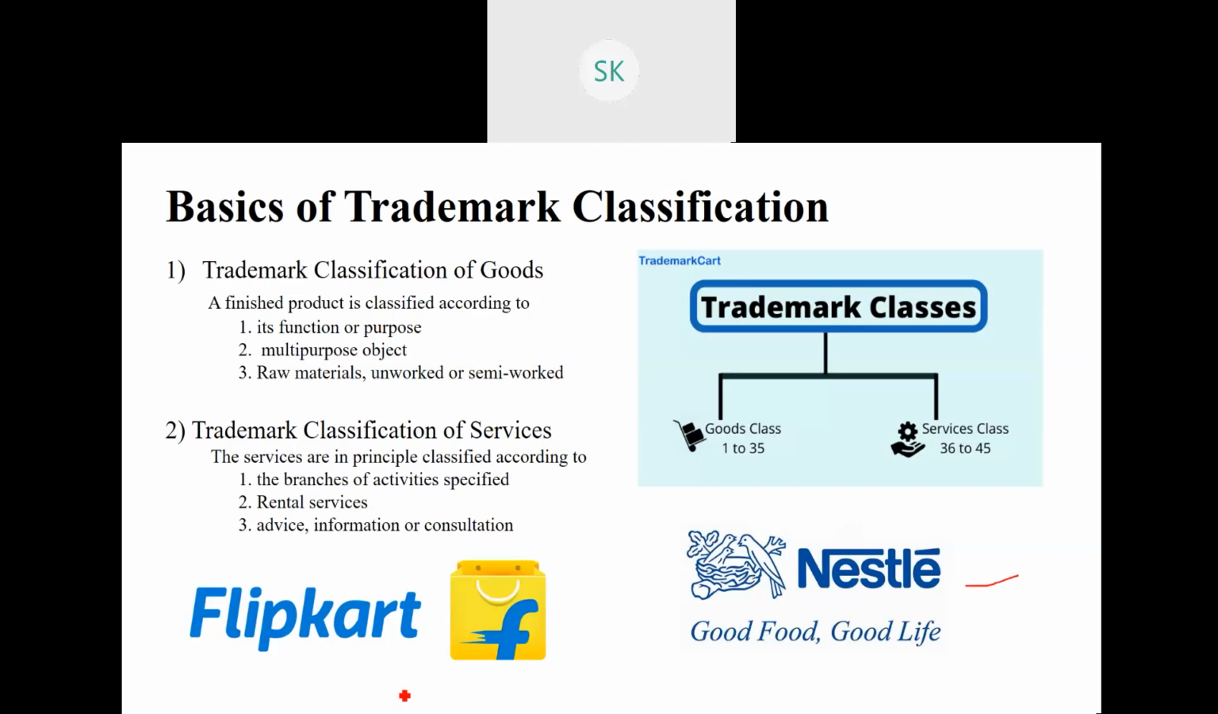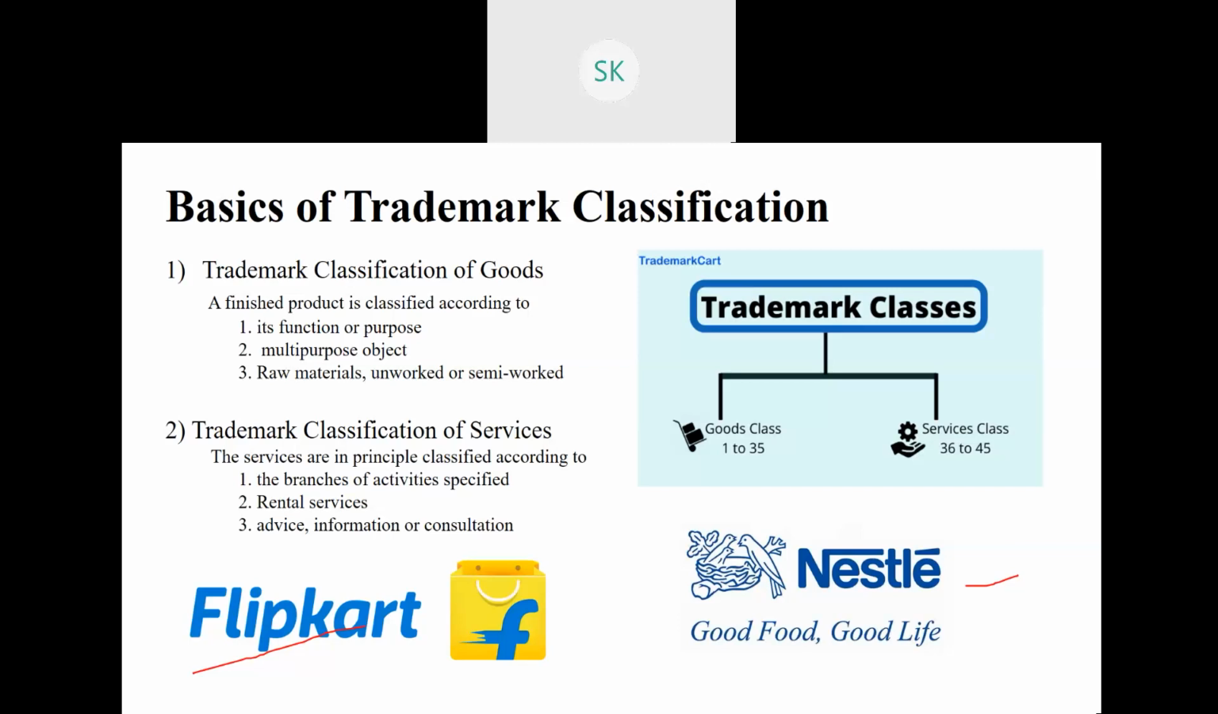So the next example is here Flipkart. Actually, Flipkart is a service provider. Though we buy from Flipkart, we order products from Flipkart, Flipkart is not the manufacturer of the products which get delivered to our houses. It is just an online provider for the shops, which comes under service classes. So the Flipkart trademark, which we can see here, belongs to the class between 35 to 46.